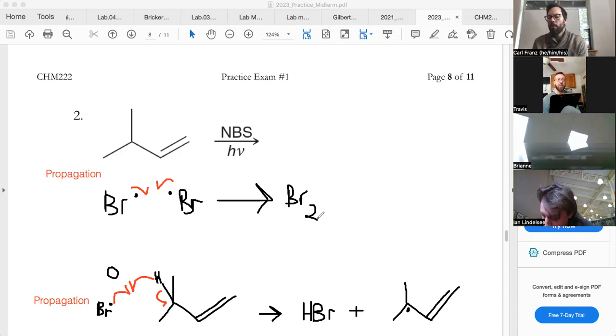And so won't one of those bromine free radicals go in and attack the free radical there where the carbon is, the carbon free radical? Yeah, well, yes, that's where we're heading.